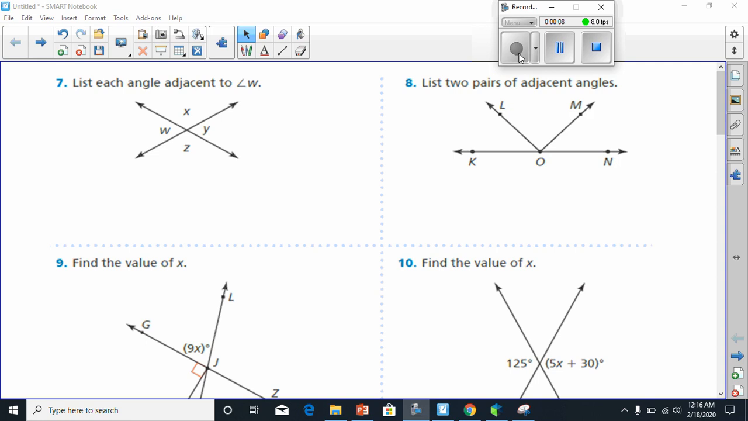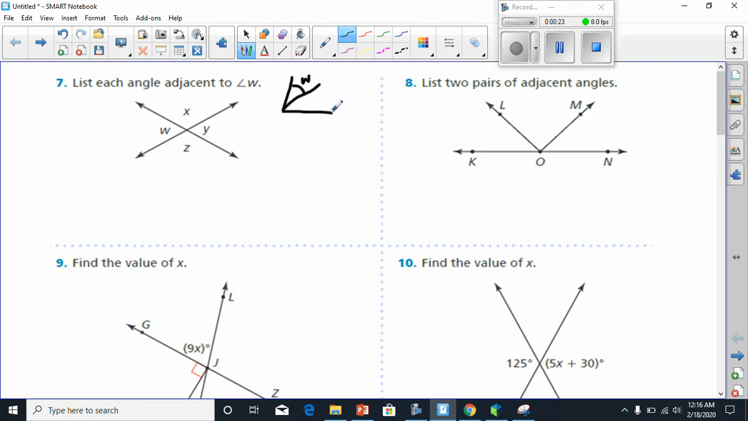Number 7 says list each angle adjacent to W. Adjacent means that it is joining. So that means if angle W were here, an angle would either have to be here, joining with it, or possibly even here, joining with it. Let's see what is actually sharing the vertex and is using one of the same lines as angle W.